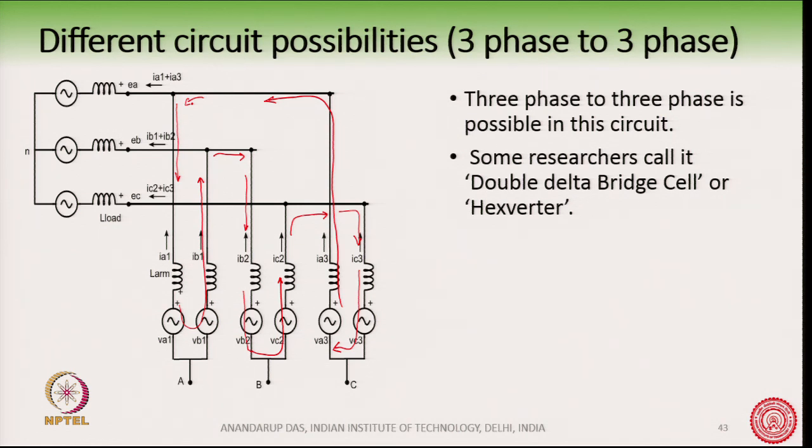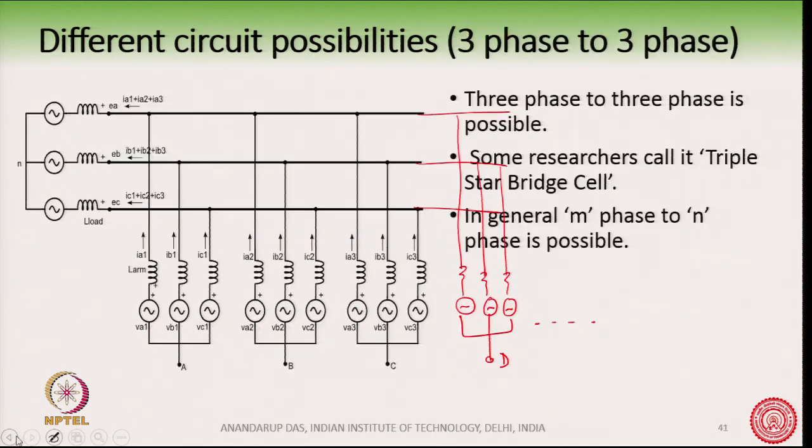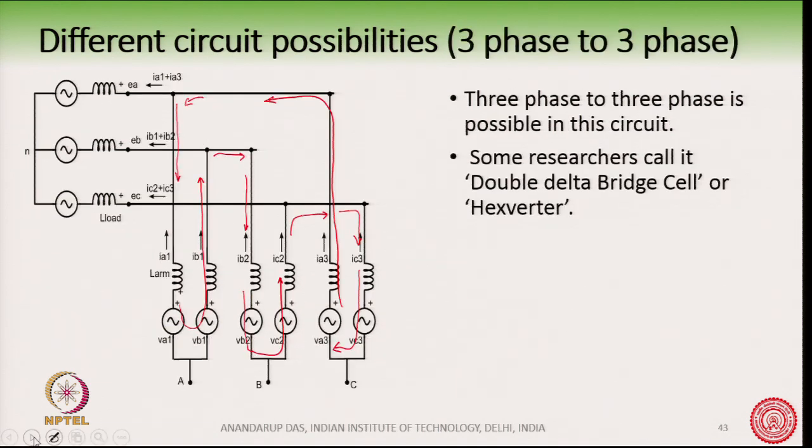So, here also what is the advantage? In the earlier version we had 3 plus 3 plus 3, a total of 9 controllable voltage sources or 9 arms. But here in this configuration we have 6 controllable voltage sources or 6 arms. And with these 6 arms it is possible to have a 3 phase to 3 phase converter. Another way of drawing this circuit, that is why the term hexverter came, is something like this.